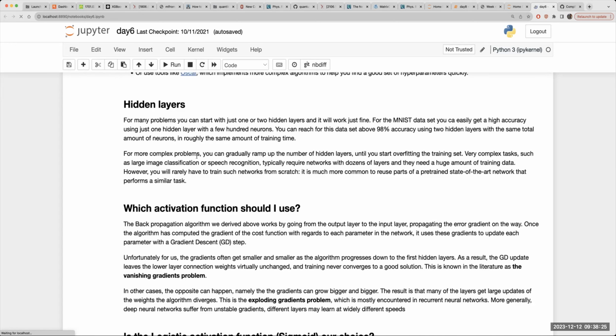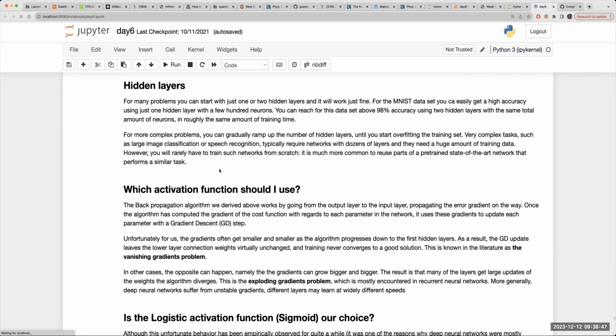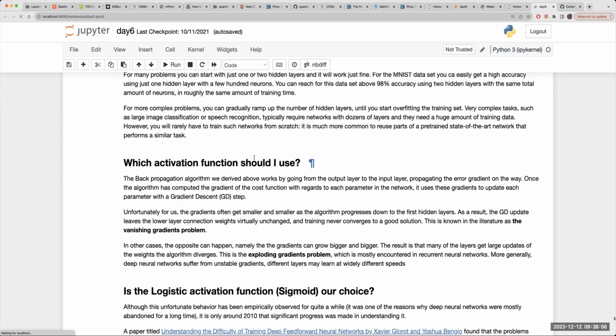For more complex problems, you can ramp up the number of hidden layers until you start overfitting the training set. And if you're dealing with very complex tasks, such as large image classification or speech recognition, that typically requires networks with dozens of layers, and they need a huge amount of training data. So it's seldom that you train such networks from scratch. It is much more common to reuse parts of a pre-trained network that performs similar tasks.